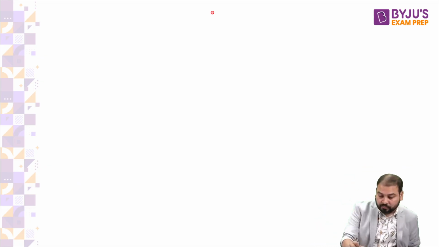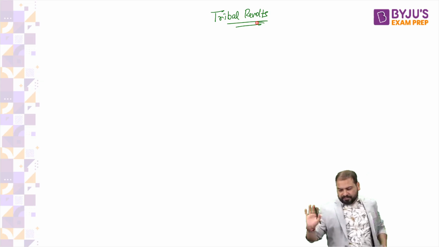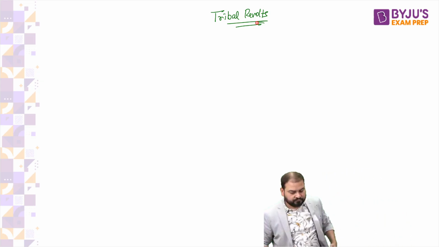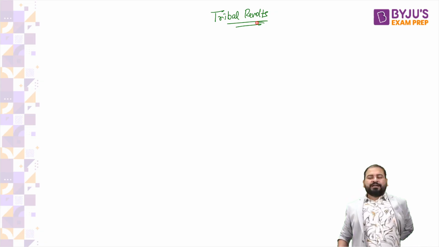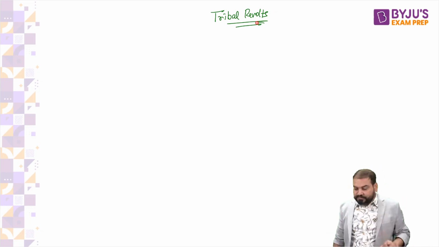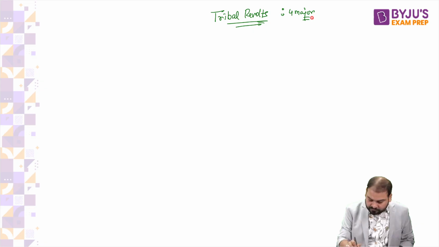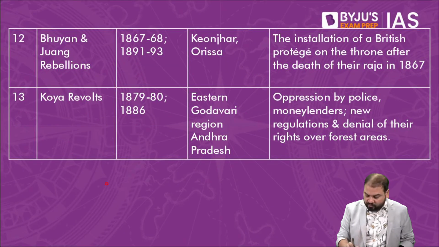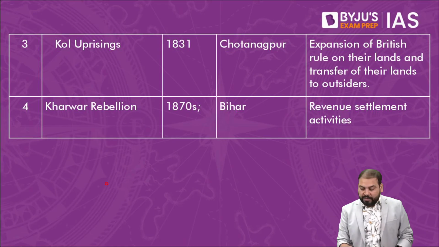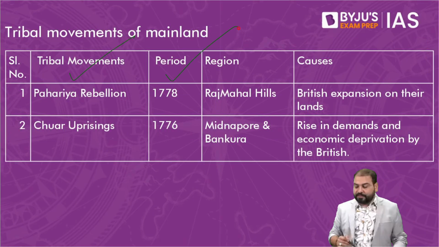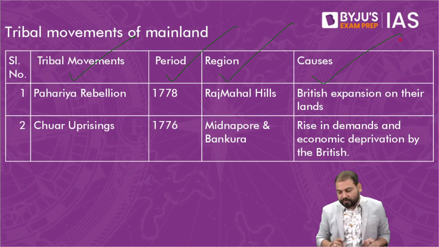We are going to now move to tribal revolts. I'll give you a break. Have patience. Give me 5 more minutes and I'm going to give you a break. Under this, we will discuss 4 major tribal revolts. For the other revolts, I will give you a table like this, where the name of the revolt, when did it happen, where did it happen, and the causes will be explained to you. Don't worry, I will make this easy for you.